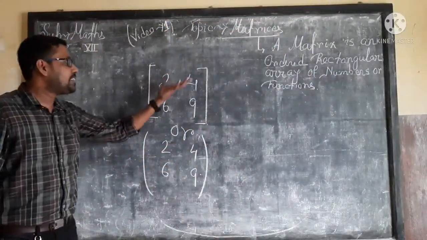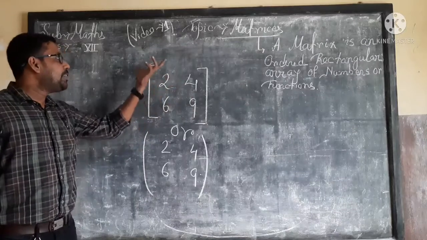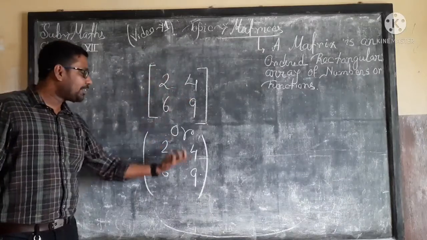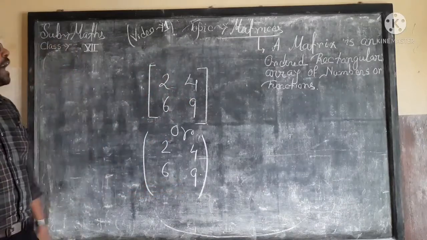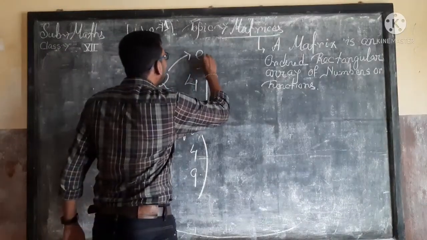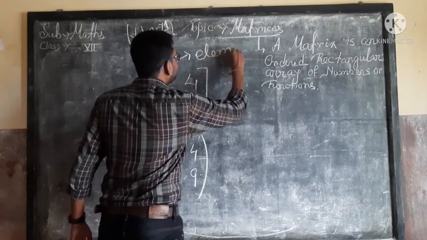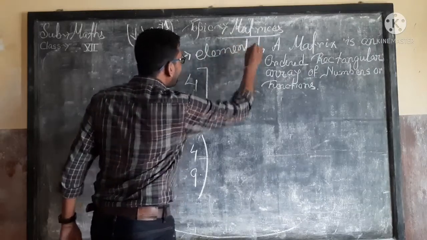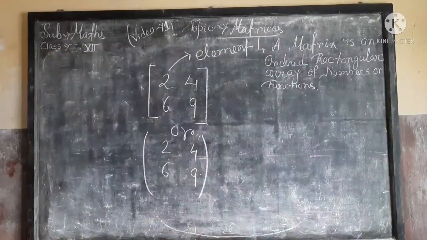The first one is that each and every element of a matrix is within a round bracket or a square bracket. And each and every value within the bracket is called an element of the matrix.